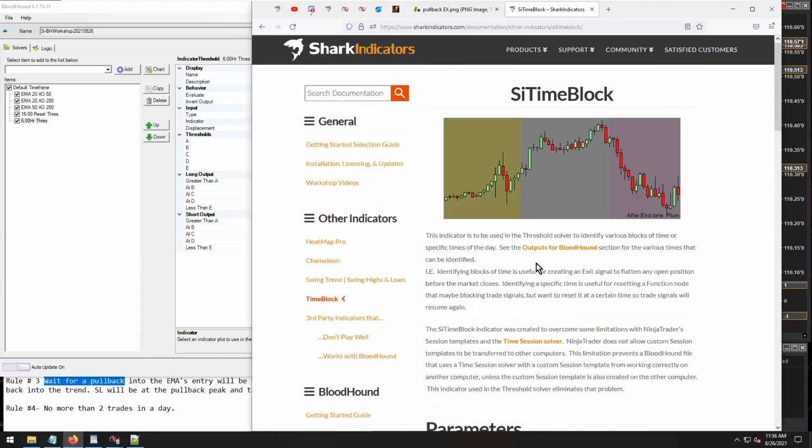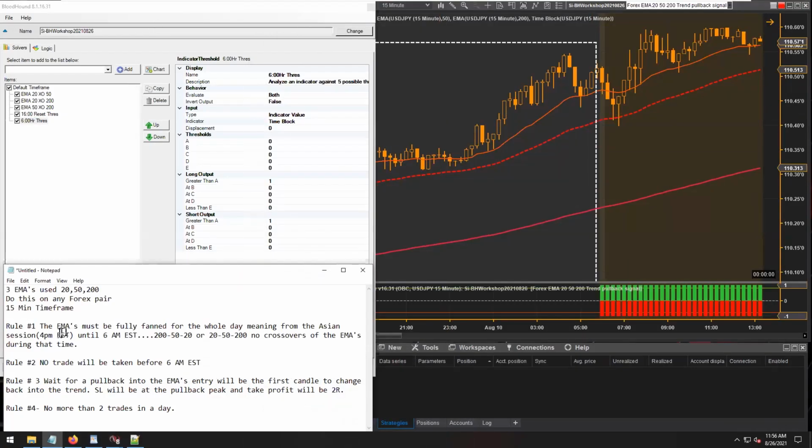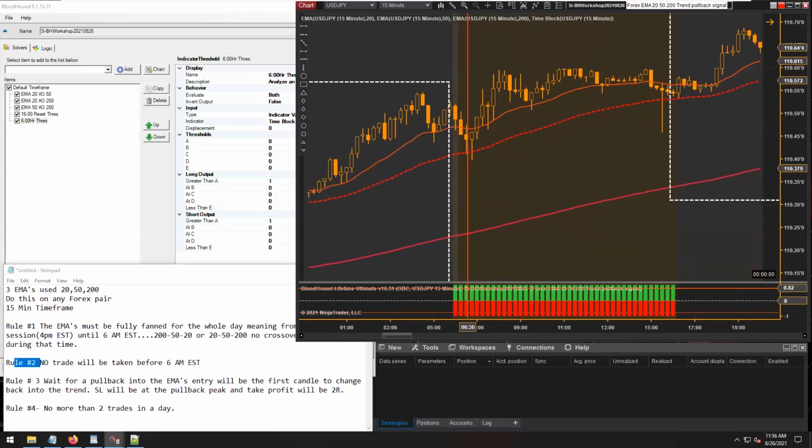All right, let's get that out of the way. So we've accomplished rule number 1. We've identified that there's no crossovers. And rule number 2, at the same time. So rule number 2, no trades until 6 a.m. So this output that we're seeing now is the permissive, which will allow the trade signals to occur.